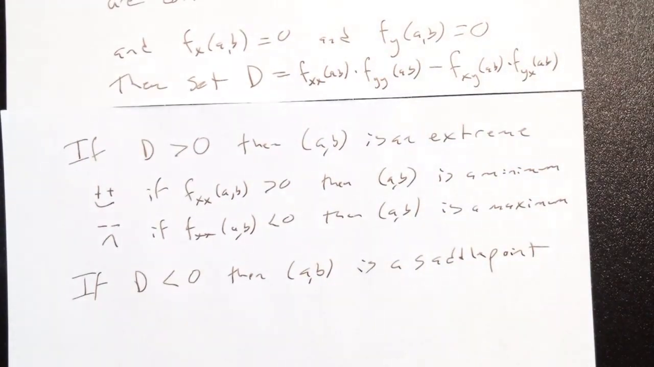Hey, wait a minute. I've missed an option. What's the option I've missed? If it equals 0, this test doesn't tell me. This is like the ratio test. I know what happened when the limit was less than 1. I know what happened when the limit was bigger than 1. When the limit was equal to 1, this test didn't tell me squat. If the discriminant is 0, this test does not give me any information.